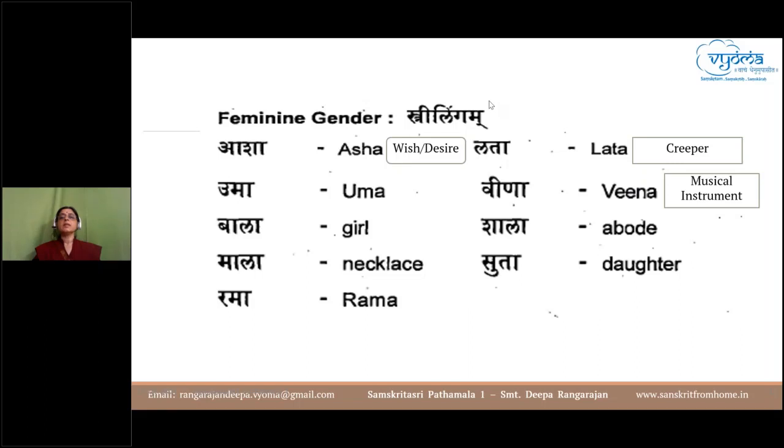Sarita Singh, would you like to read this, the feminine Strilinga words? Okay. Asha is Asha in English. Uma is Uma the name. Bala. Mala, necklace. Rama is Rama the name. Lata is Lata, the name of the creeper. Veena, the musical instrument or the name. Shala, abode. Suta, daughter. Very good. Then we have some Napumsakalinga words.